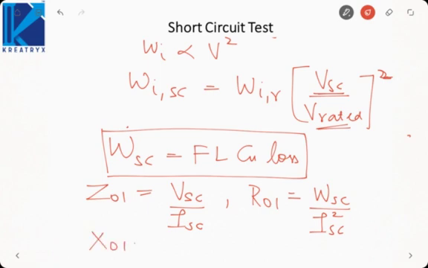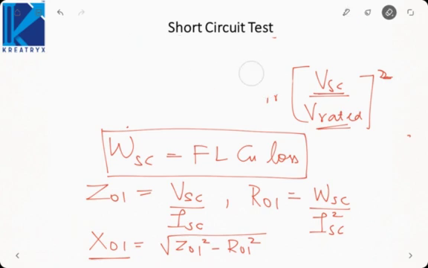We can calculate X01 as under root Z01 square minus R01 square. Okay, that is how we calculate the series branch parameters of the equivalent circuit. But the only problem in the short circuit test is we are able to calculate the equivalent resistance and equivalent reactance, but we cannot calculate the individual resistance and reactance of the primary and secondary windings. We can only calculate the equivalent resistance and reactance.